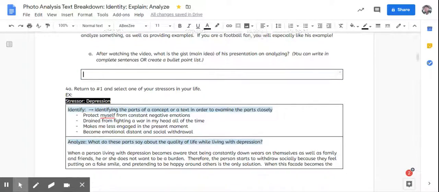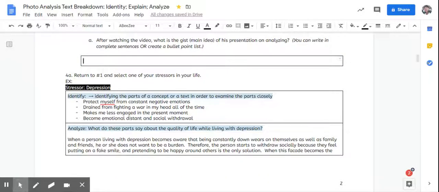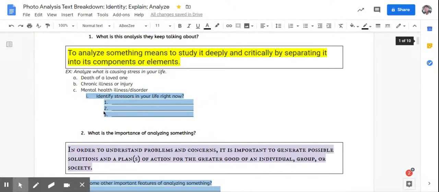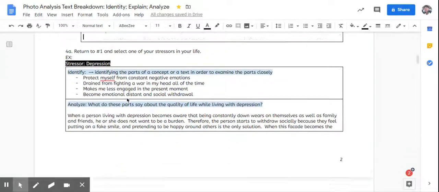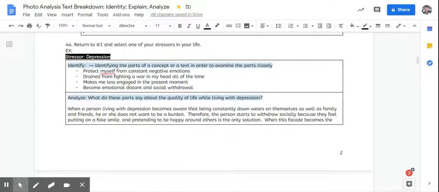When you're done with that, 4 has 2 parts, 4A and 4B. All right. So I said, hey, put on the back burner a stressor that you've identified, a stressor in someone's life, or in your life. So now we're going to bring that from the back burner to the front. And I provide an example, all right?